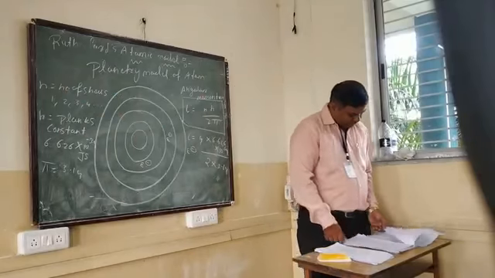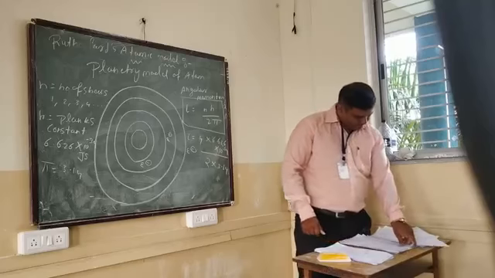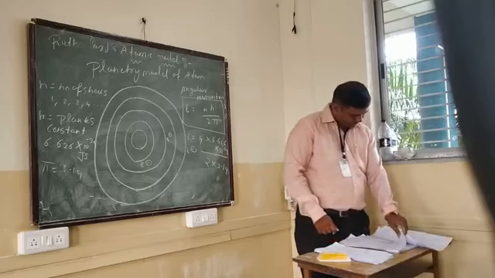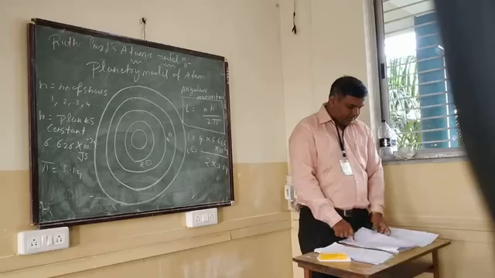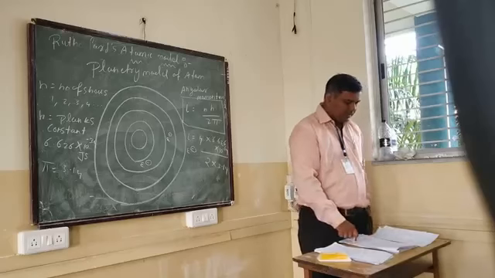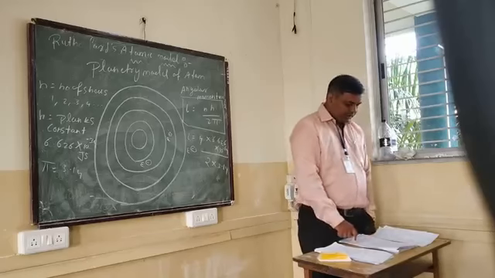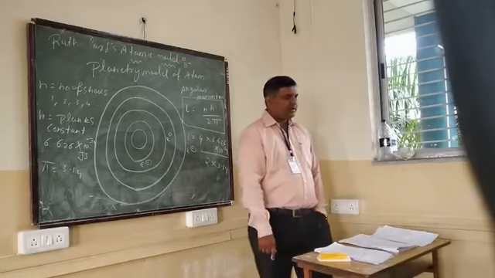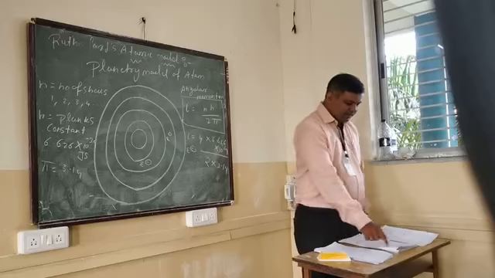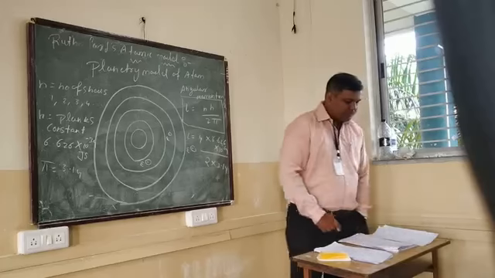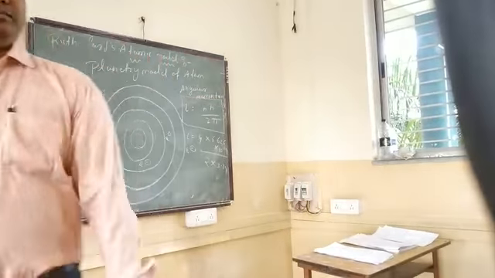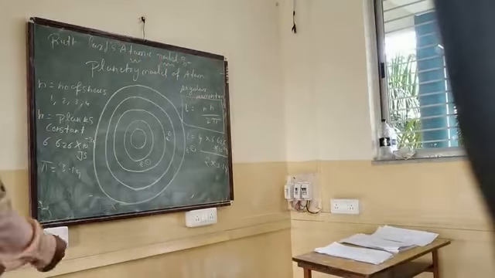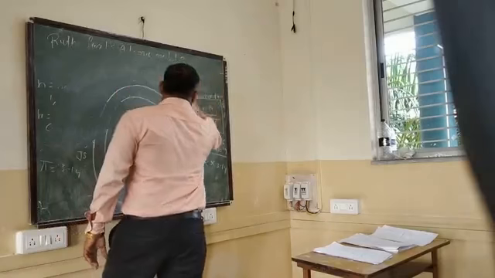Point number 5. Okay, there is no point number 5. Next, write down types of orbits or shell. Types of orbit or shell in an atom.